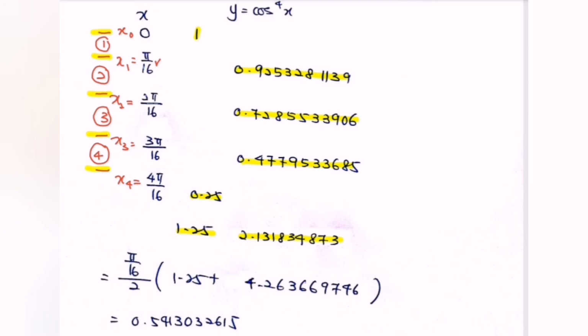So finally, substitute into the formula where we have h over 2 bracket y0 plus y4 plus 2 multiplied with y1 plus y2 plus y3. And finally, we have the answer 0.5413032615. So the area will be 0.5413 if the question asks for 4 decimal places. So here we are, and thanks for watching.